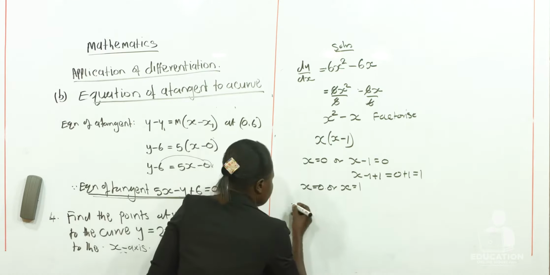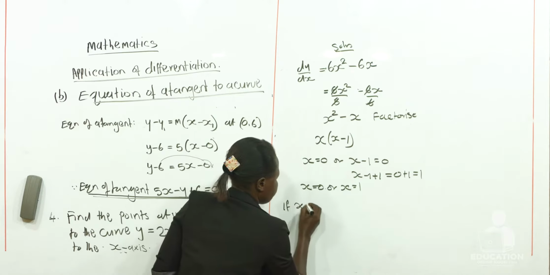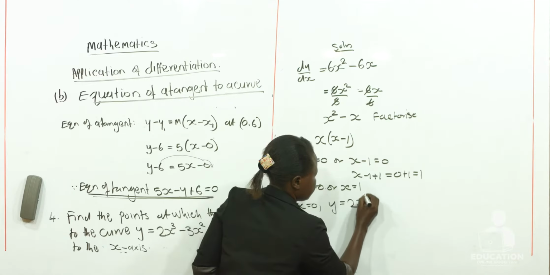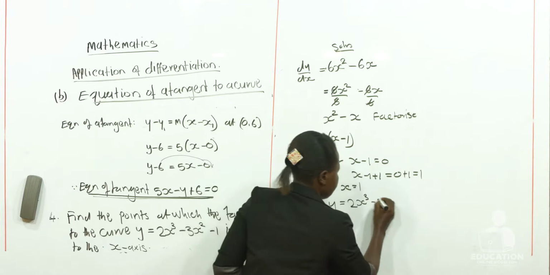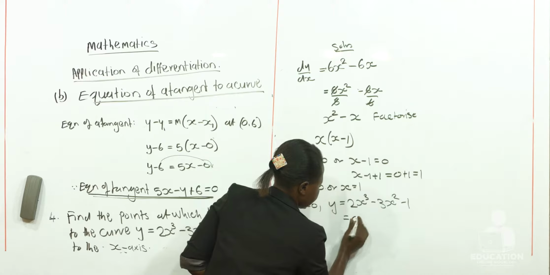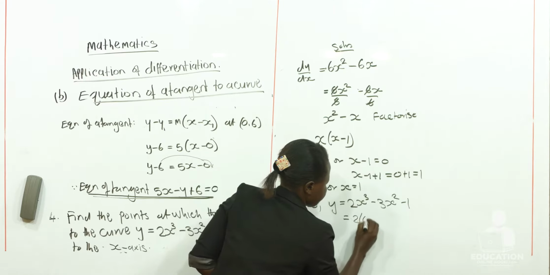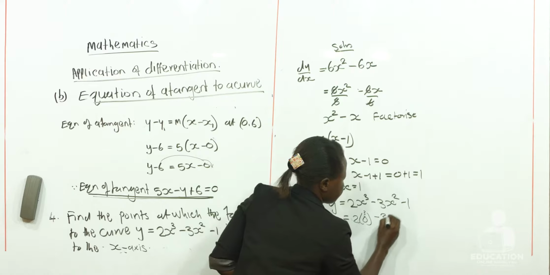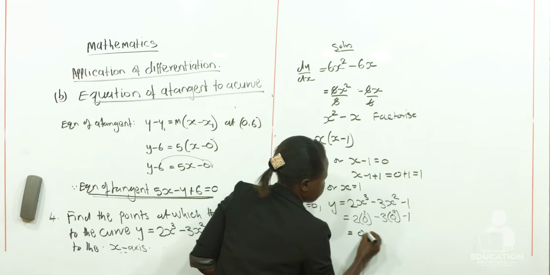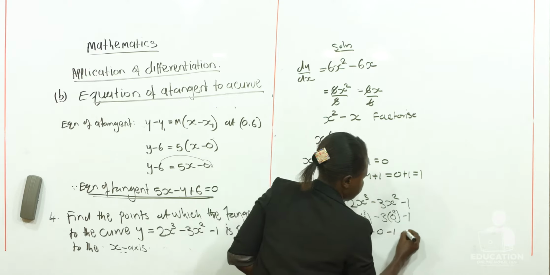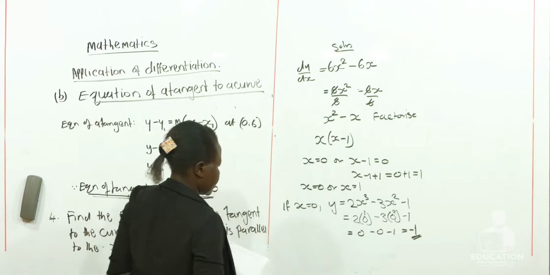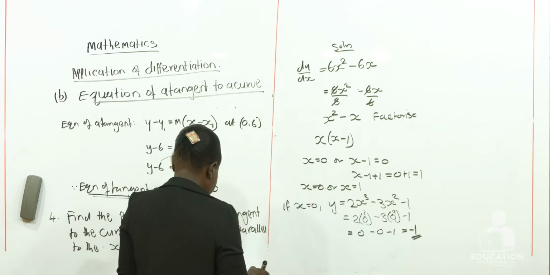function y. So we simply say if x equals 0, and then y, which is 2x raised to 3 minus 3x squared minus 1. So we shall have 2 times 0 cubed minus 3 times 0 squared minus 1. So this will give us 0 minus 0 minus 1. So the answer will be negative 1.